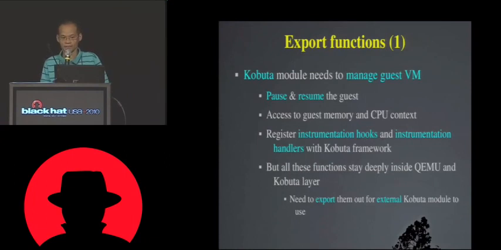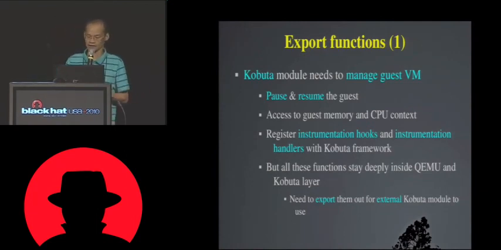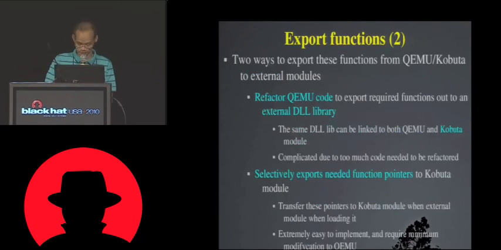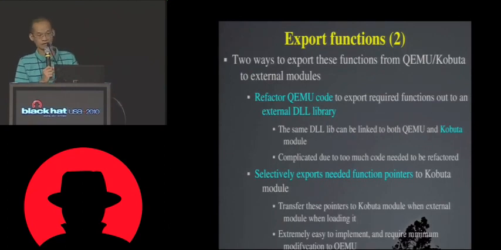Yes, so now our module needs to access the guest virtual machine, as I told you before. We need to pause or resume the guest. We need to access the memory or CPU context. We need to register the hook with the Kubota framework layer. But all those functions stay deeply inside QEMU and the Kubota layer. And we need to export all of them out for the external Kubota module to use them. So how to export those functions? There are two ways to export those functions for the external module to use.